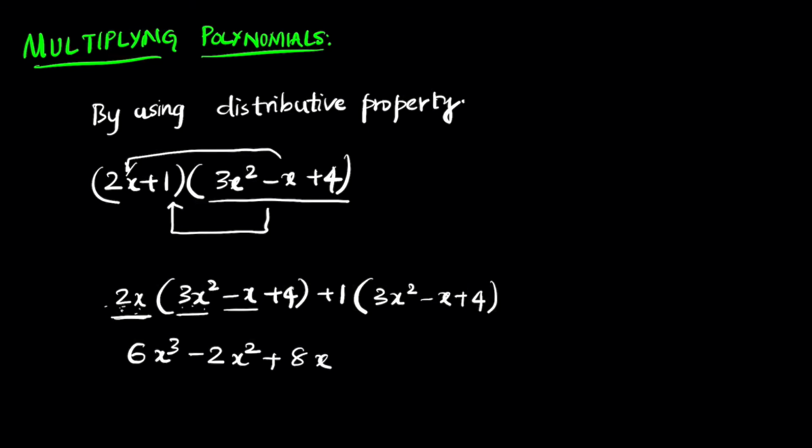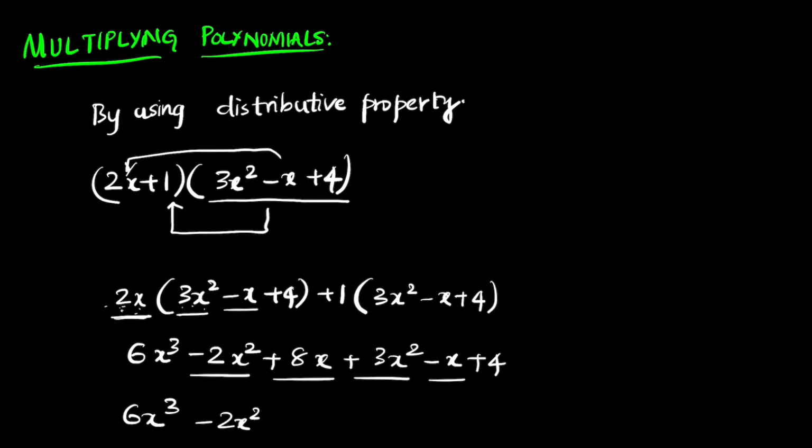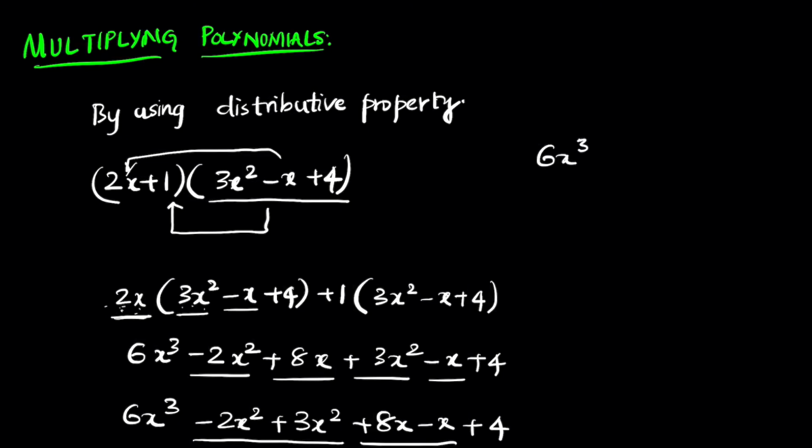So 8x, plus 1 into 3x square minus x plus 4. Now take up the like terms and separate them. Write down the 6x cube, minus 2x square plus 3x square, plus 8x minus x, plus 4. Minus 2 plus 3 is 1. Plus 8x minus x is plus 7x. So you have 6x cube plus x square plus 7x plus 4.